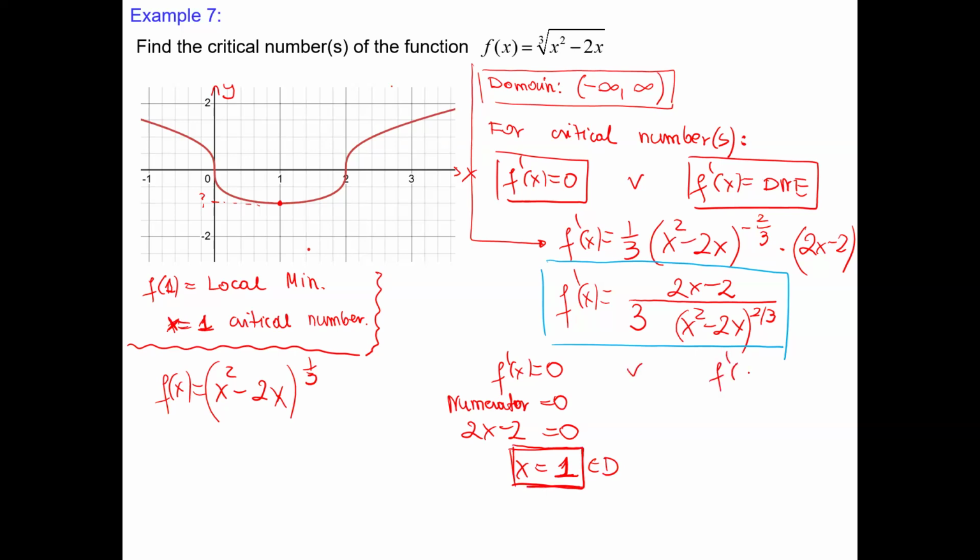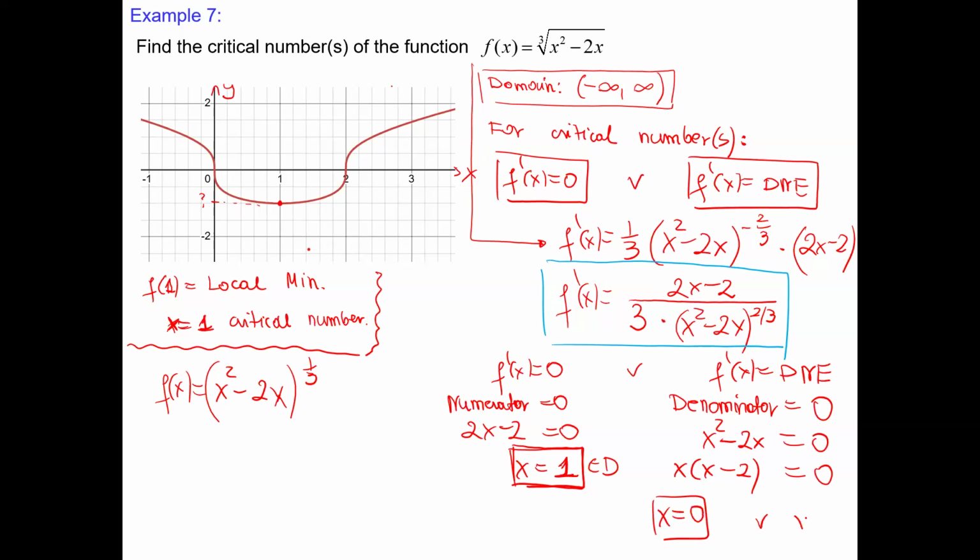Now let's check where the derivative is undefined. A fraction is undefined if the denominator is 0, because then the whole fraction is undefined. The denominator equals 0 if x squared minus 2x equals 0, because 3 is always 3, a constant. When we factor out x, we can see x equals 0 or x equals 2. 0 and 2 are in the domain, so they are also critical numbers, 0 and 2.